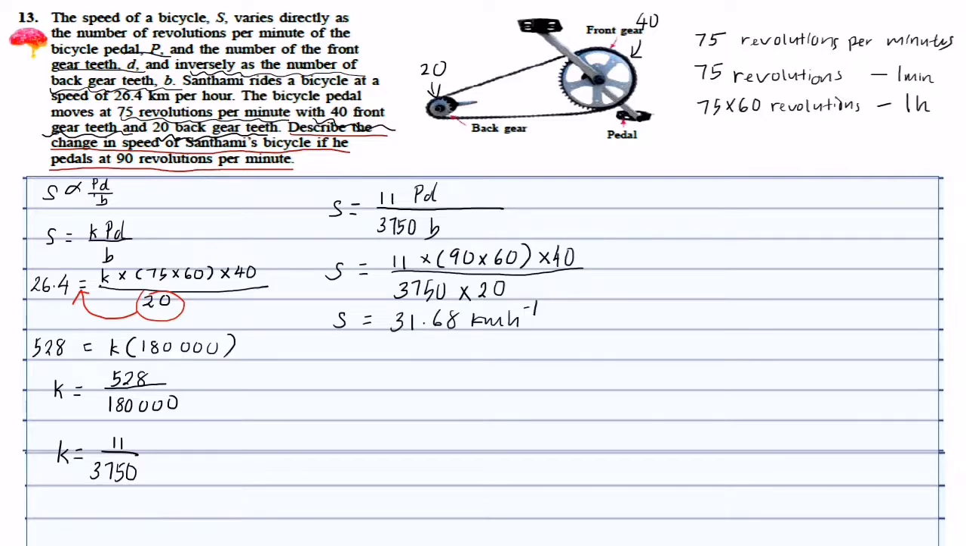Okay, now we find the change in speed. 31.68 km per hour minus the original, which is 26.4 km per hour, equals 5.28 km per hour. So Shantimi increased his speed by 5.28 km per hour.